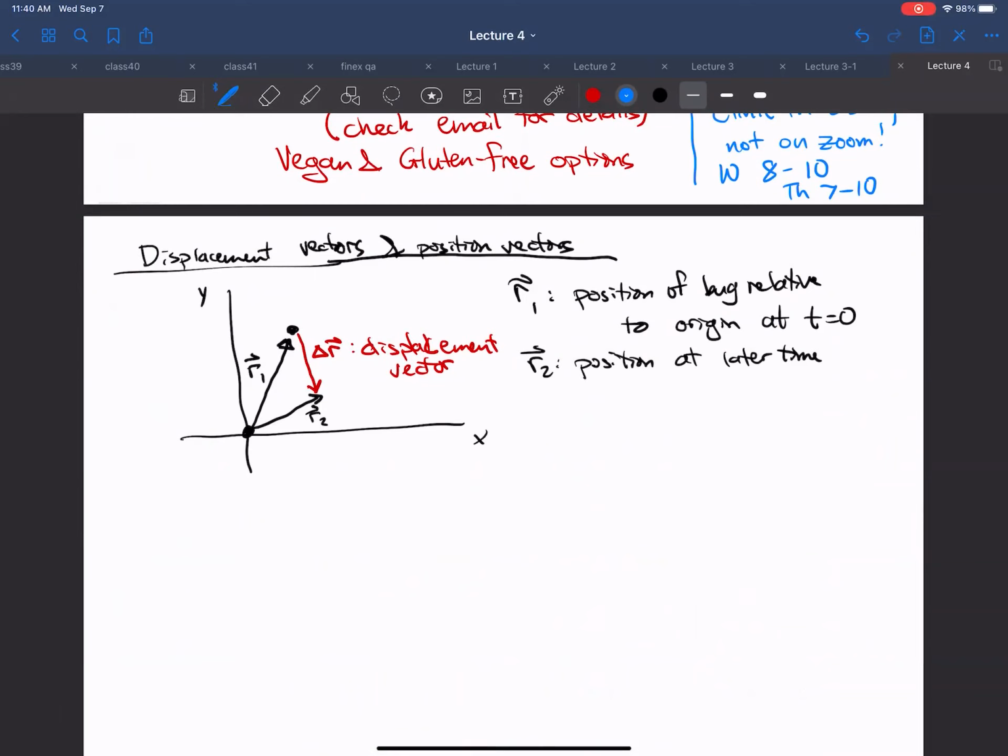Okay, here's where we left off last time. We were talking about displacement vectors and position vectors, and we were thinking about a bug that starts at a position vector r sub 1 relative to the origin.